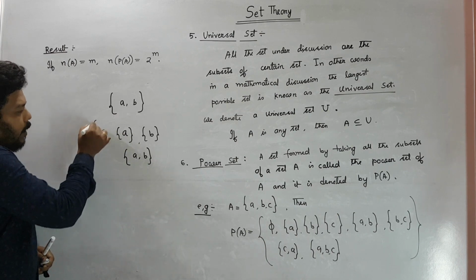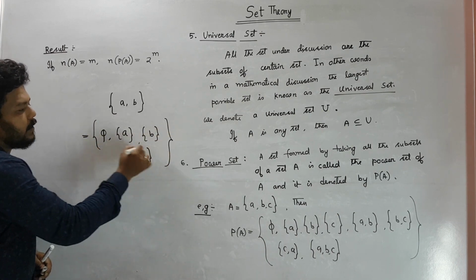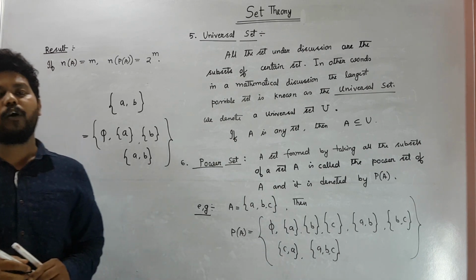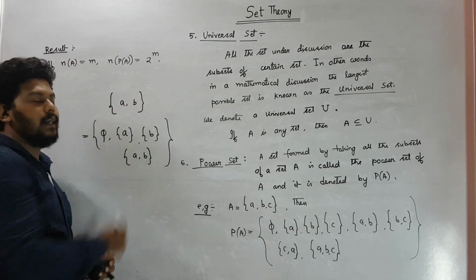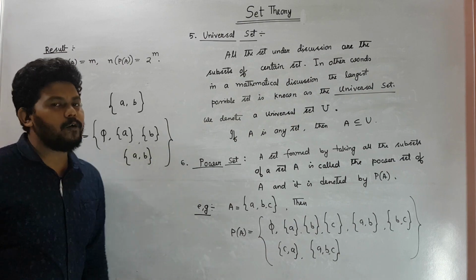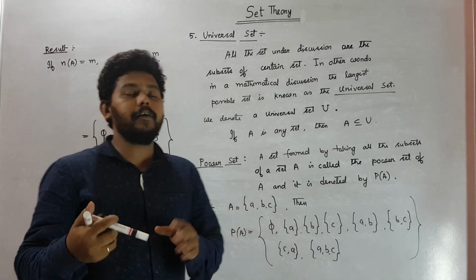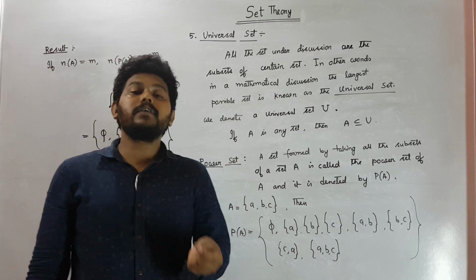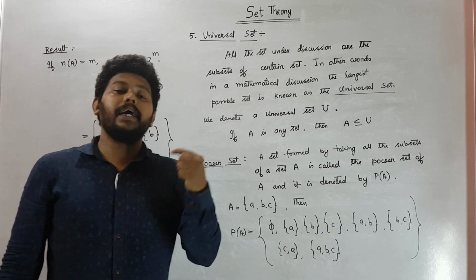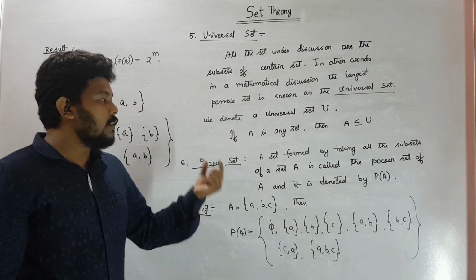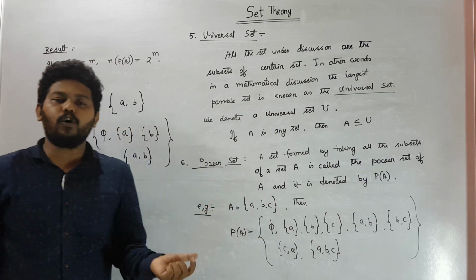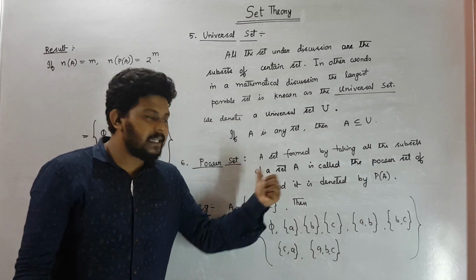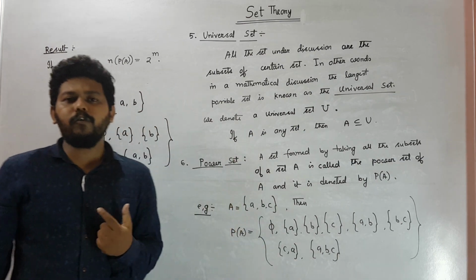So this set has 4 different subsets. If I write them in brackets, then it is the set of all possible subsets of the set {A, B}. It means the power set of A. In other words, I can define the power set of A as the set of all subsets of the set A. That is, all the possible subsets of a set are written in brackets to make a set. It is called the power set of this set.